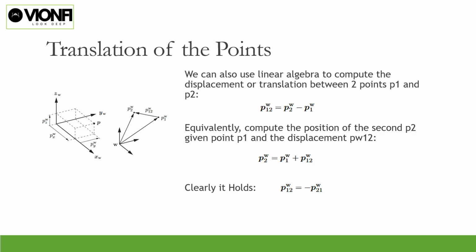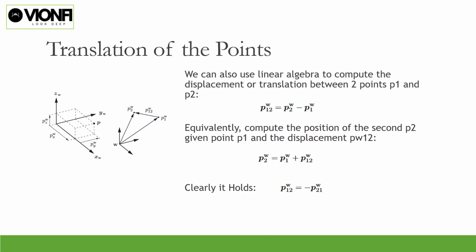So now, translation of the points. What if a robot needs to move from one point to another? Use a translation vector. So we use a translation vector to describe this movement. In that image, if you see P1 and P2, let's say a robot moves from P1 to P2.